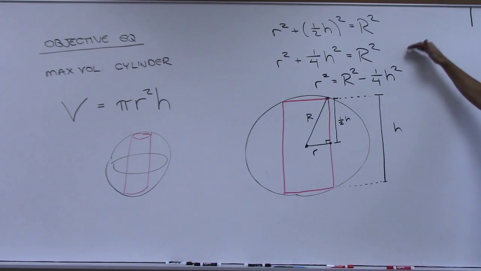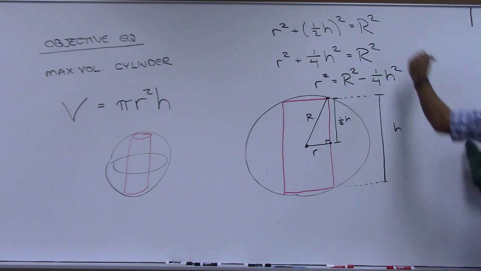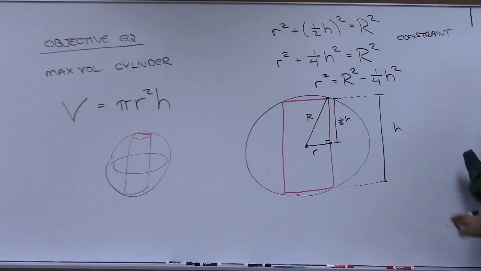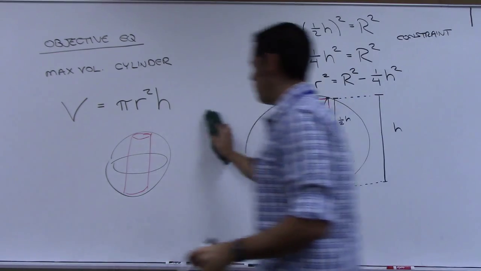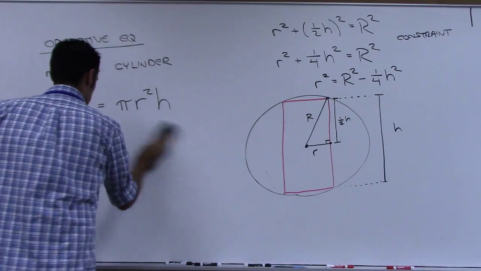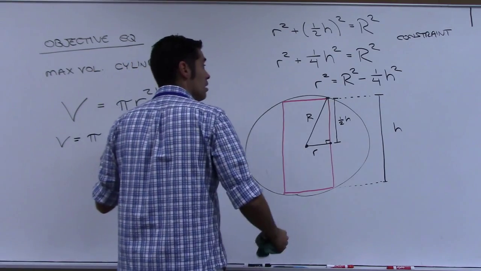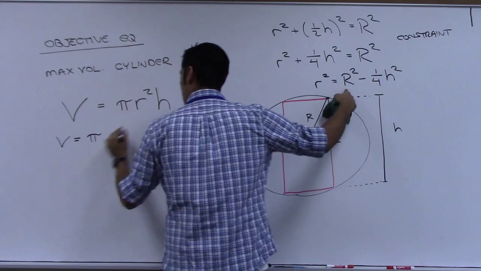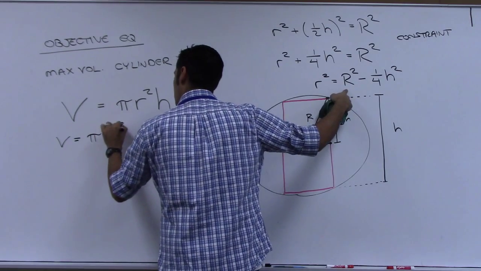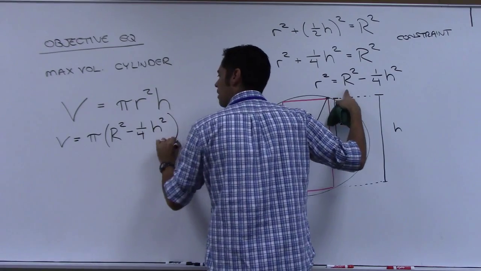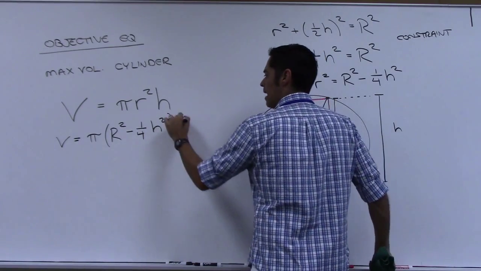Okay, so this is my constraint, right? Constraint is here. And now I come back to my volume formula. The volume will be pi r squared, which is little r squared, which is actually big R squared minus 1/4 h squared, but then times what? H.